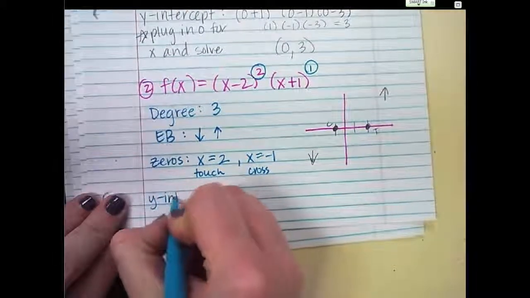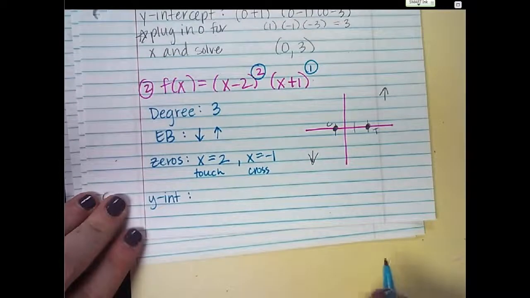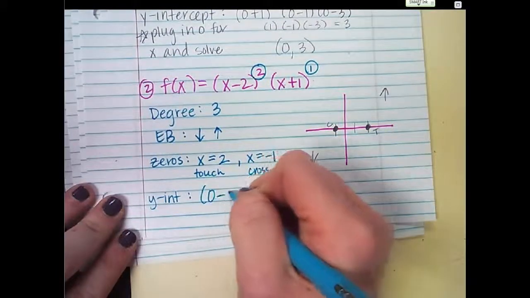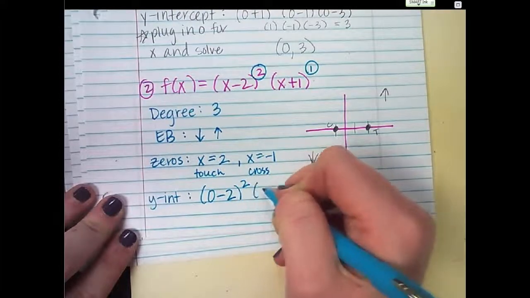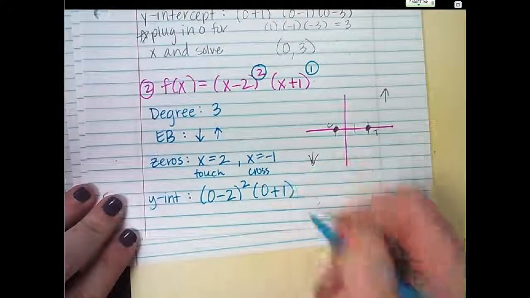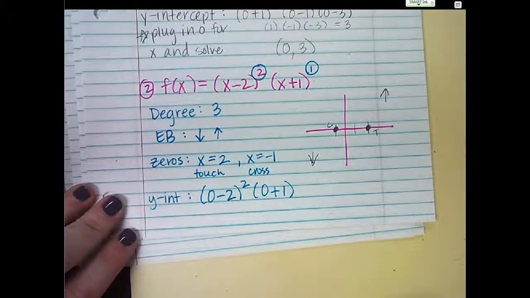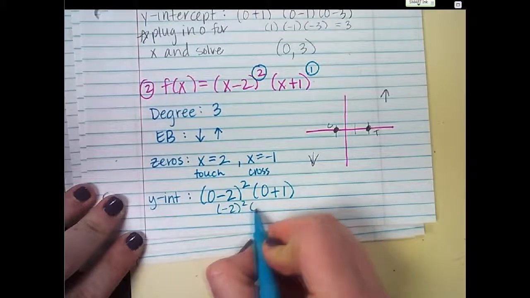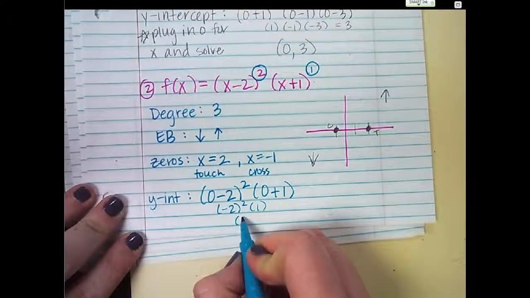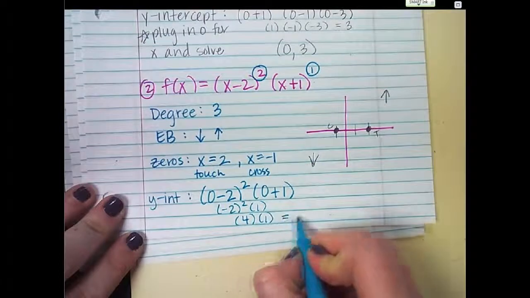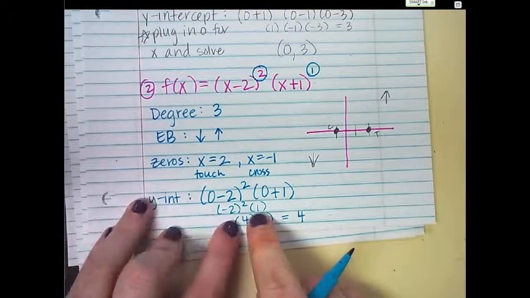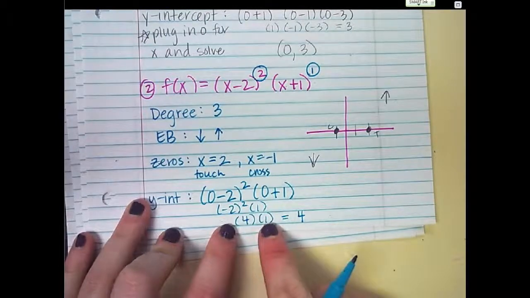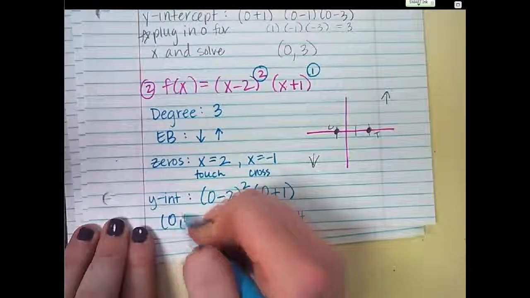And then last, you just need the y-intercept. So plug in 0 for x. So 0 minus 2 squared, times 0 plus 1. And don't forget here you're multiplying. A lot of people in second period kept saying 5, but it's 4 times 1. So my y-intercept is just 0, 4.